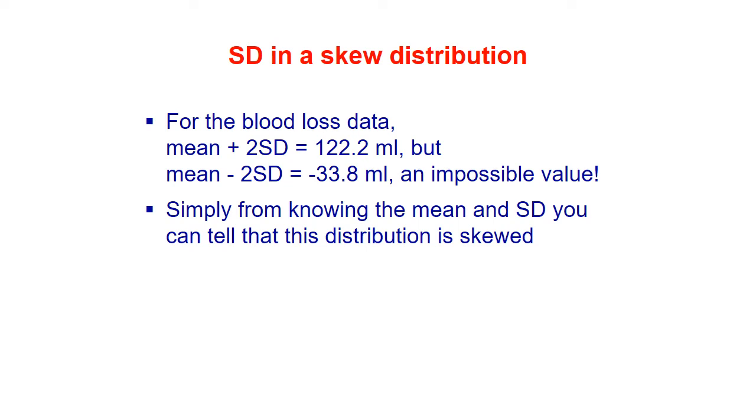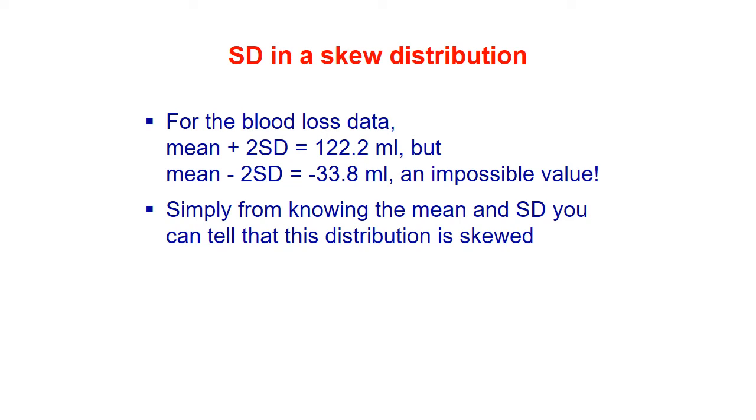Now let's see what happens if you use the standard deviation in a skewed distribution. That is where data has outliers. The example in the slide shows that you end up concluding that 95% of the blood loss data are between minus 33.8 mils to 122.2 mils. But how can you have negative blood loss? Impossible. This can only point to the fact that the data are not symmetrically distributed.